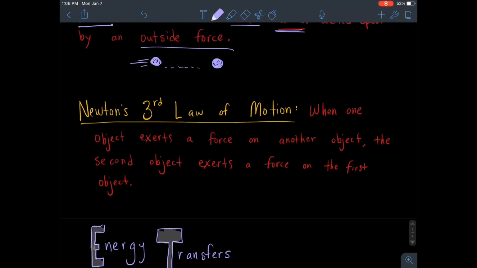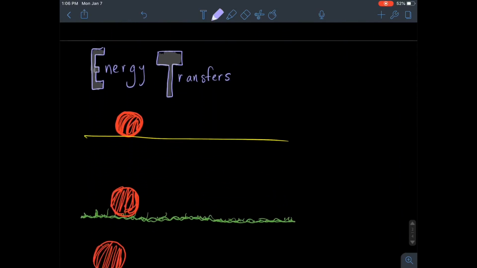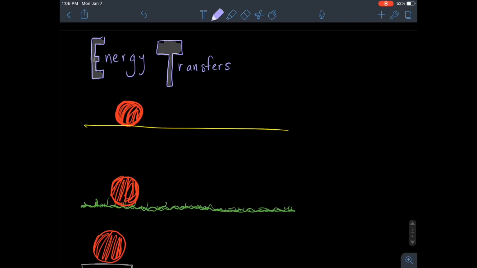Newton's third law of motion states that when one object exerts a force on another object, the second object exerts a force on the first object. So basically what that means is that no matter what we do, whenever we interact with any other object, the second object always interacts with the first. Both things have to interact with each other in a system, everything is connected. So let's discuss these two laws and talk about energy transfers.